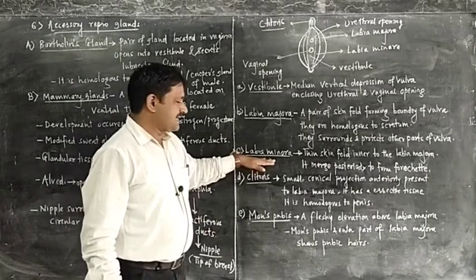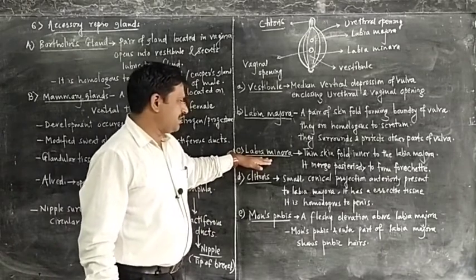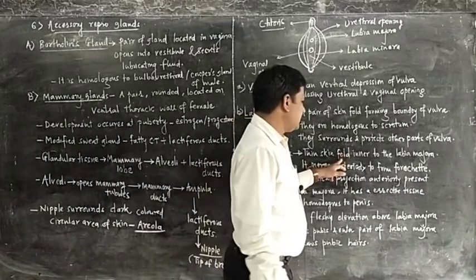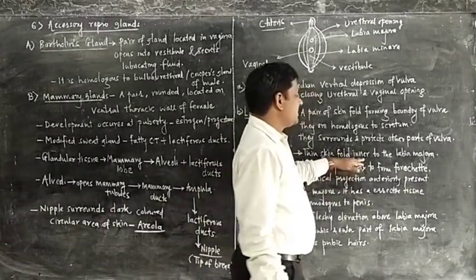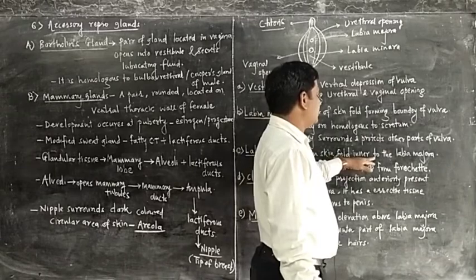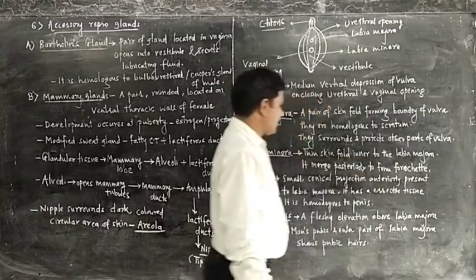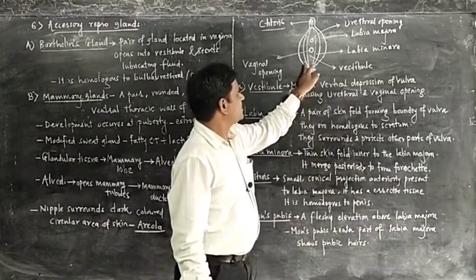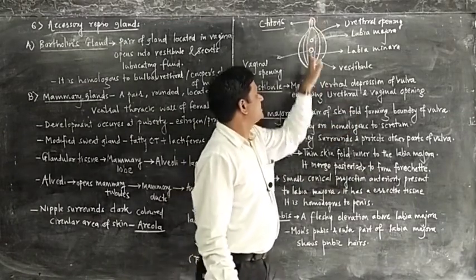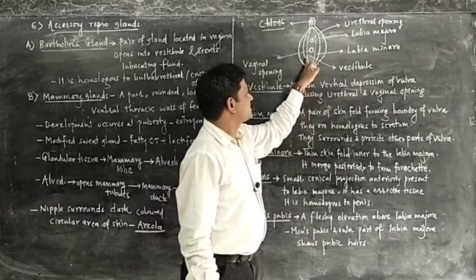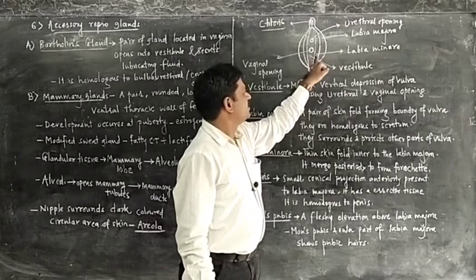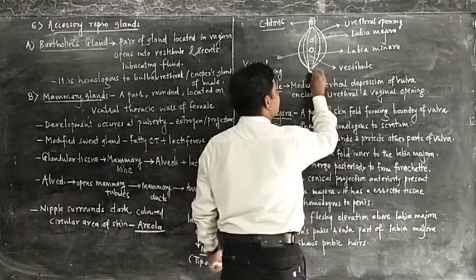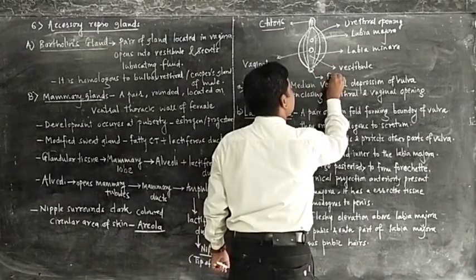Next part is the labia minora. It is the thin innermost fold. It is placed inner to the labia majora, and it merges posteriorly to form a fourchette. This is the anterior part, this one is the posterior part. The labia minora merge into the posterior part, and this is called the fourchette.